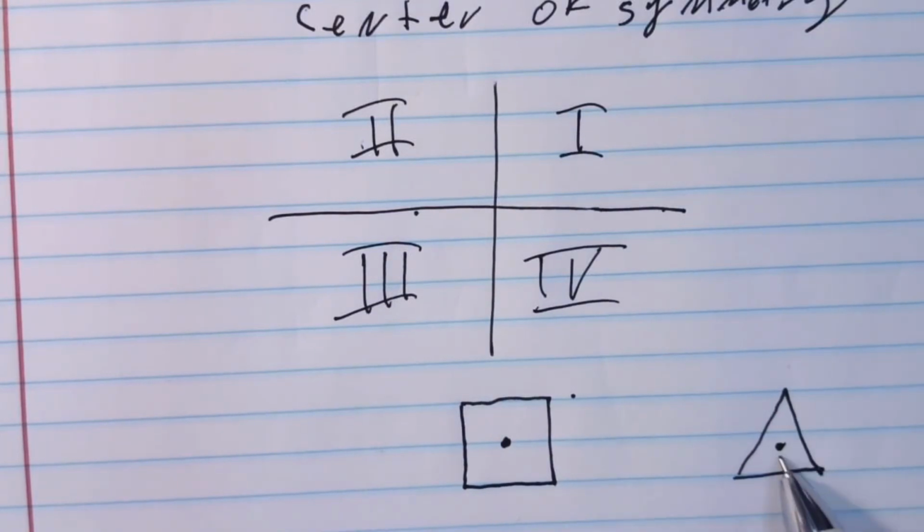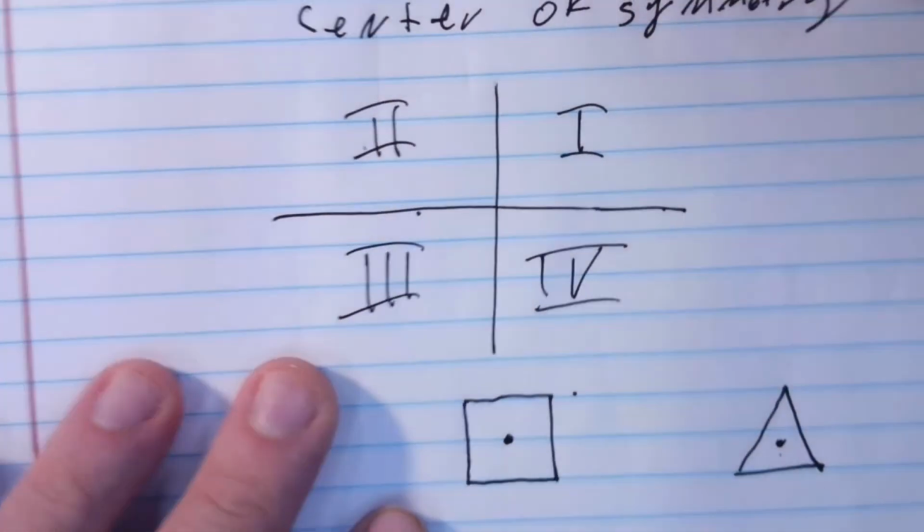If I rotated this 180 degrees, would it look the same? It would be an upside down triangle though, right? That's not the same. Okay, that's kind of how that works. Let's look at the formulas and make sure you can do the formulas.